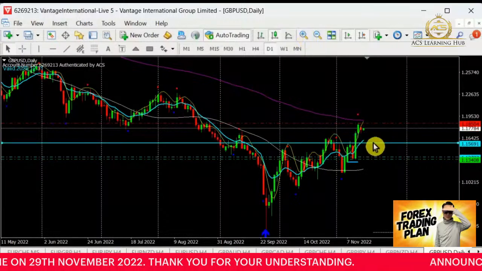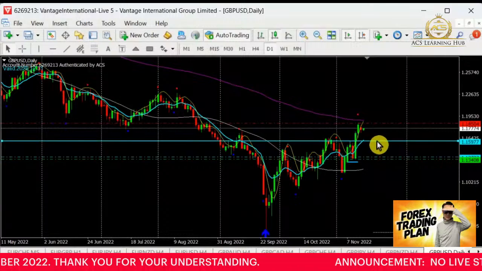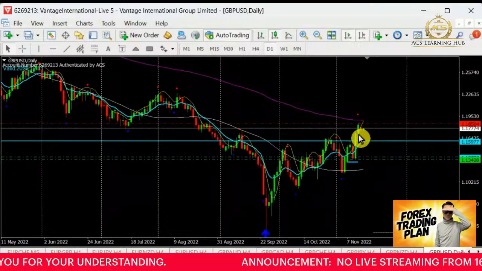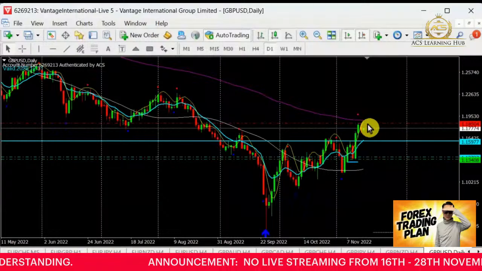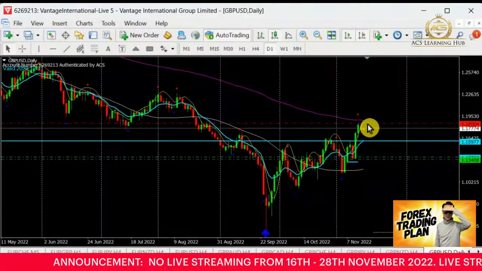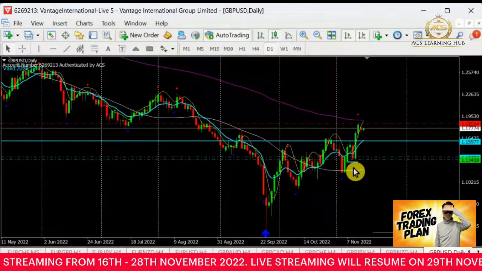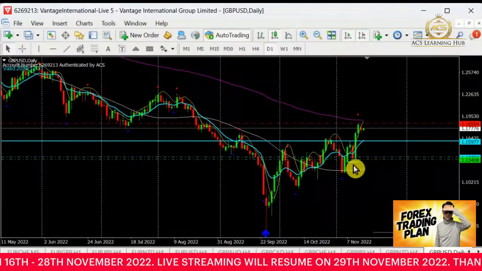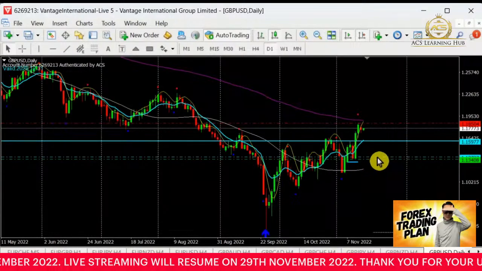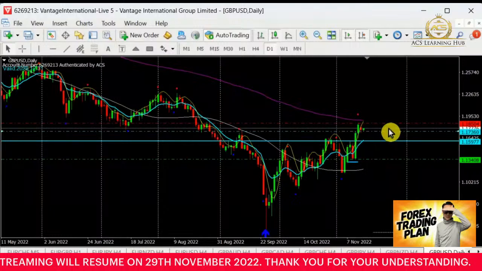So in this case, I'm going to look out for this case here. Allow it to test the resistance. If the resistance is able to hold it down, highly likely it's going to come back into this area here for a support. It may come on the second half of the day or tomorrow onwards. So tentatively we are still looking out for this.